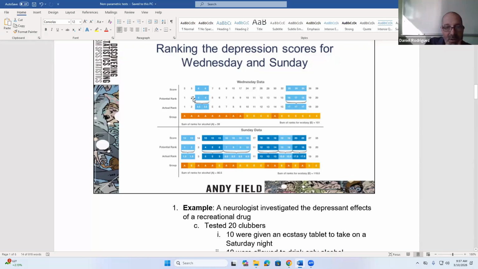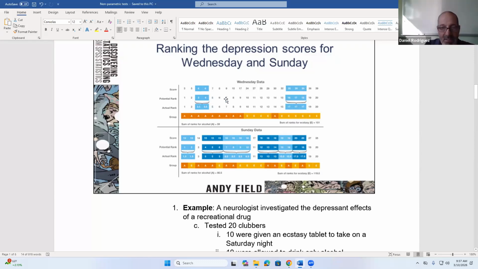When you have tied ranks, like these two scores, 6 and 6, which are tied, what you do is you take the average of the rankings. So you have 3 plus 4 is 7, divided by 2, and they're each given 3.5. That's exactly how this is done. This is how we calculate the ranks. So again, you do that for everything.